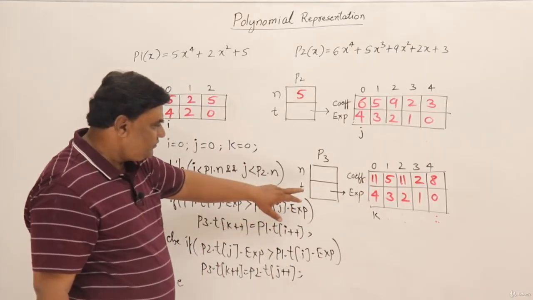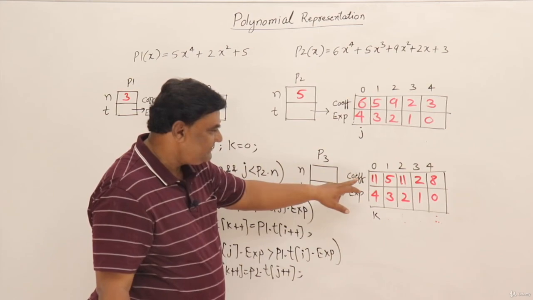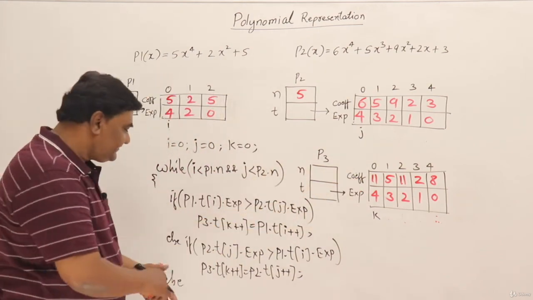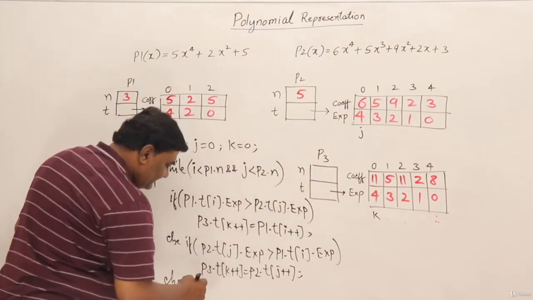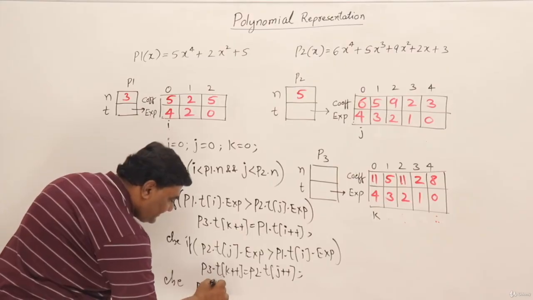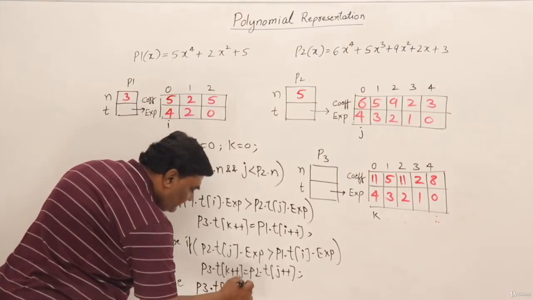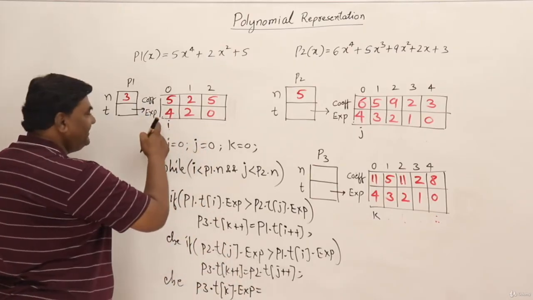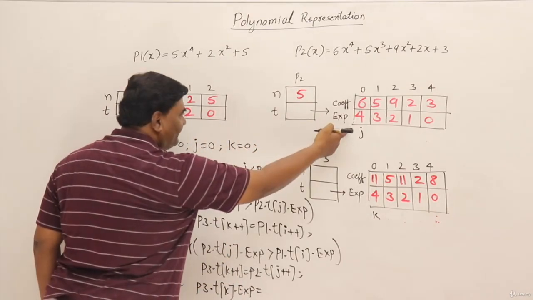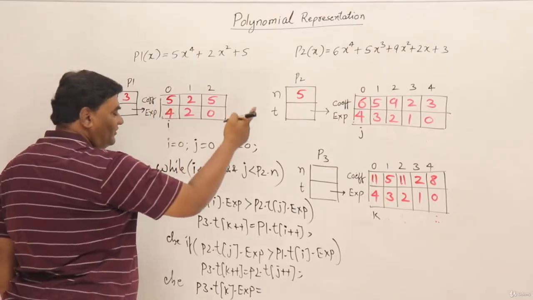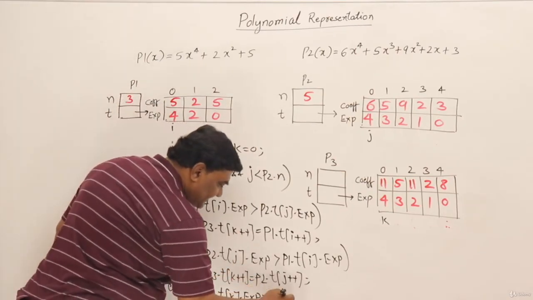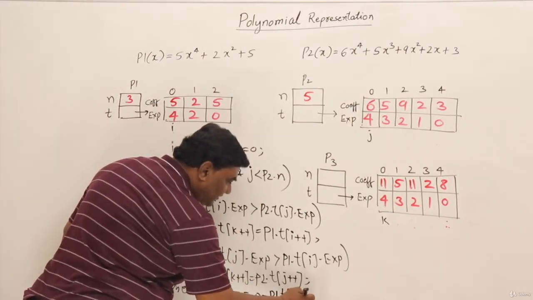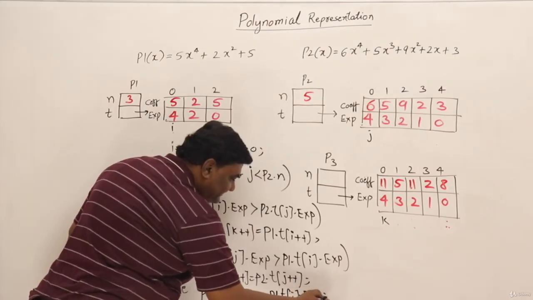So I should prepare two terms of this one, exponent and coefficient. Let me write on this one. I have to write two statements here. So P3 dot T of K dot exponent. I can copy this exponent from here also or from here also, either P1 or P2. So I will write P1's P1 dot T of I dot exponent. So this is one statement.